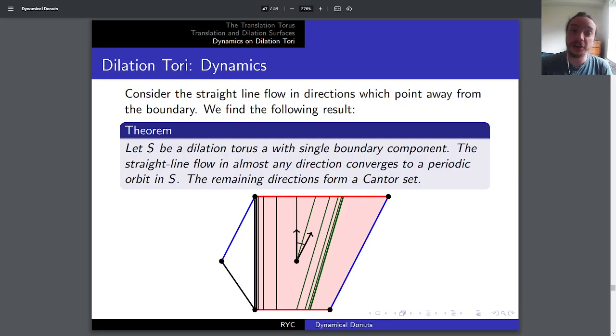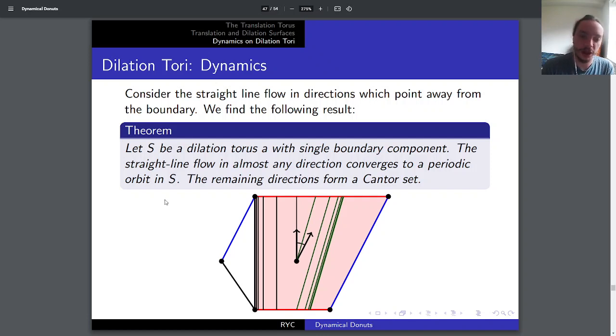And let's think about the dynamics of a dilation torus. So we can think about the straight line flow, which is moving in any direction that points away from the boundary, and we'll find the following theorem. Okay, so here's the theorem. It says that if you have a dilation torus, and it has a single boundary like this, so we have any dilation torus, then the straight line flow in almost any direction is going to converge to a periodic orbit.